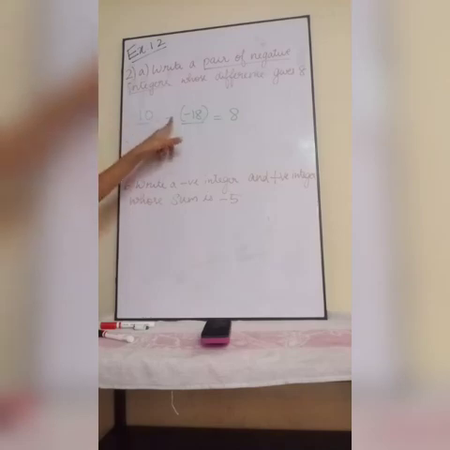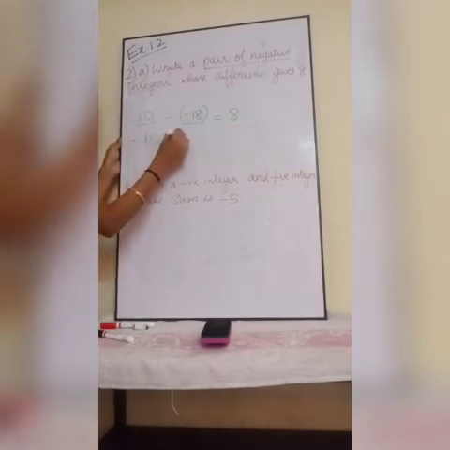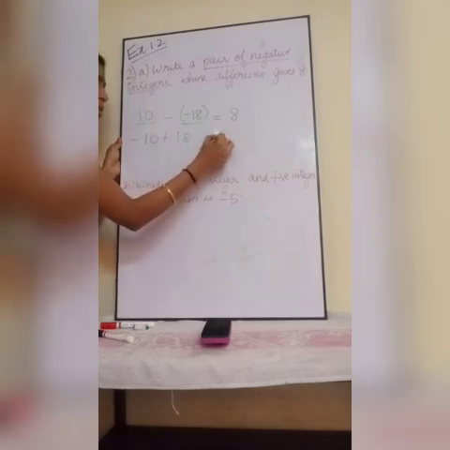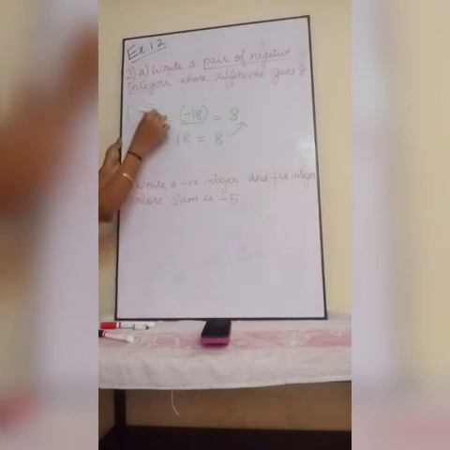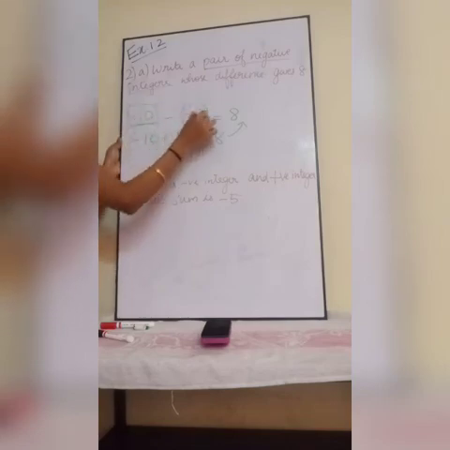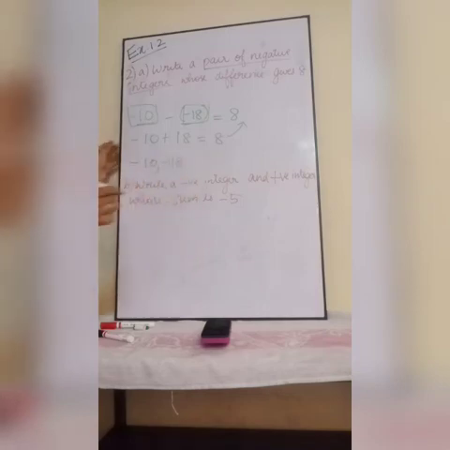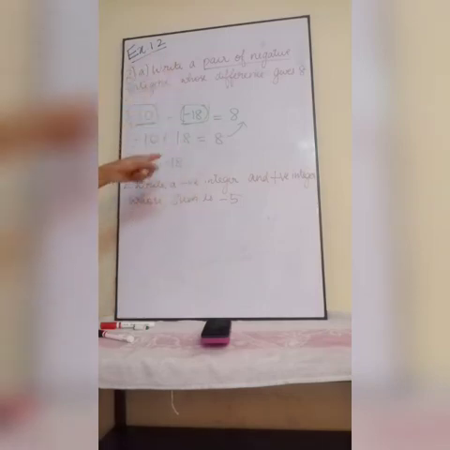Okay, see, minus into minus is plus. So, minus 10 plus 18. So, what is my answer? Plus 8 I am getting. Right. So, here minus 10 is one negative integer. Minus 18 is one negative integer. So, the question they have asked you is to find a pair of negative integers. So, I am getting a pair of negative integers.